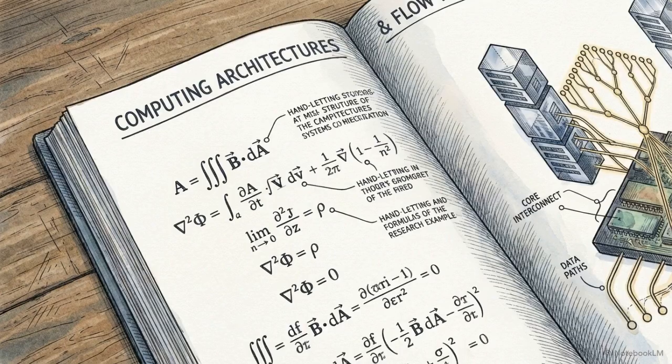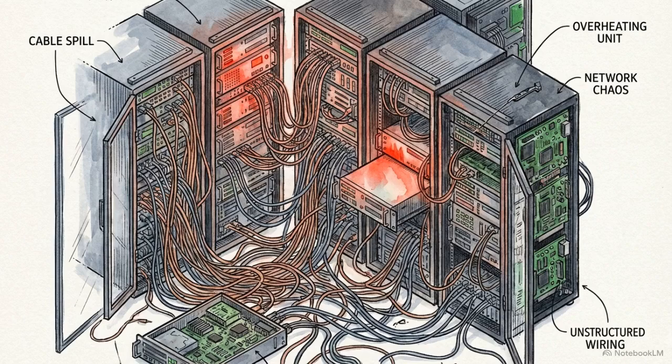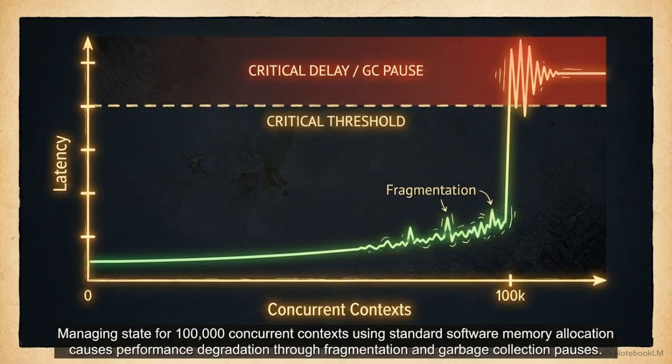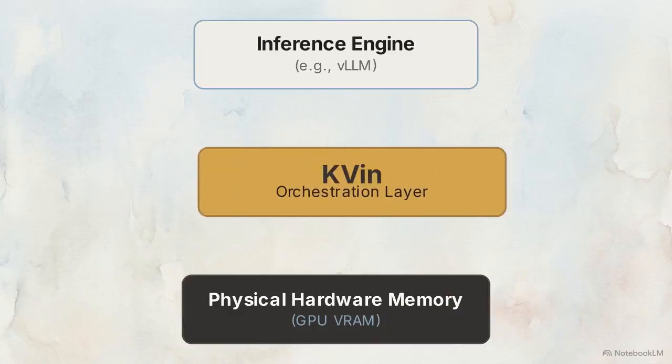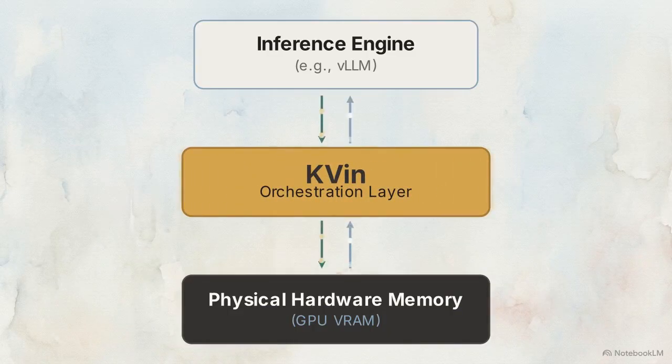Most machine learning papers provide raw algorithms. They rarely include the production infrastructure required to manage state across thousands of sessions. Managing state for 100,000 concurrent contexts using standard software memory allocation causes performance degradation through fragmentation and garbage collection pauses. KVin is a GPU-native orchestration layer designed to sit between the inference engine and the physical hardware memory.